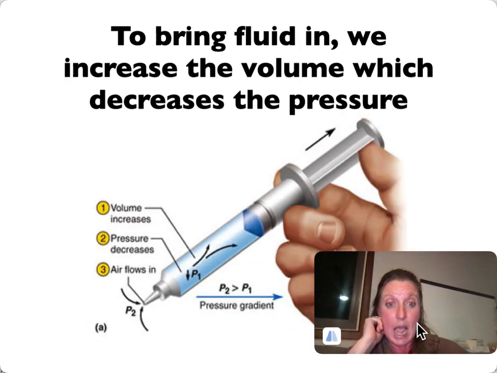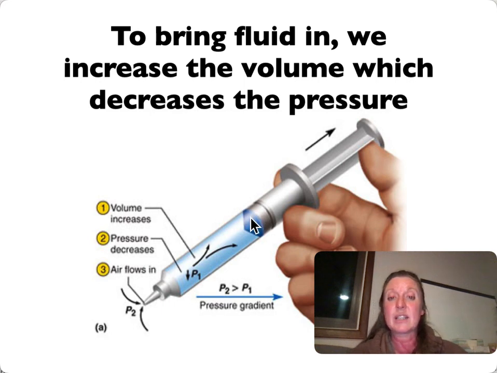So let's look at the opposite scenario. Now we are pulling the plunger out. We are increasing the volume. By increasing the volume, we decrease the pressure. Now this pressure is lower than the pressure outside, and so air flows in. It moves down its pressure gradient.